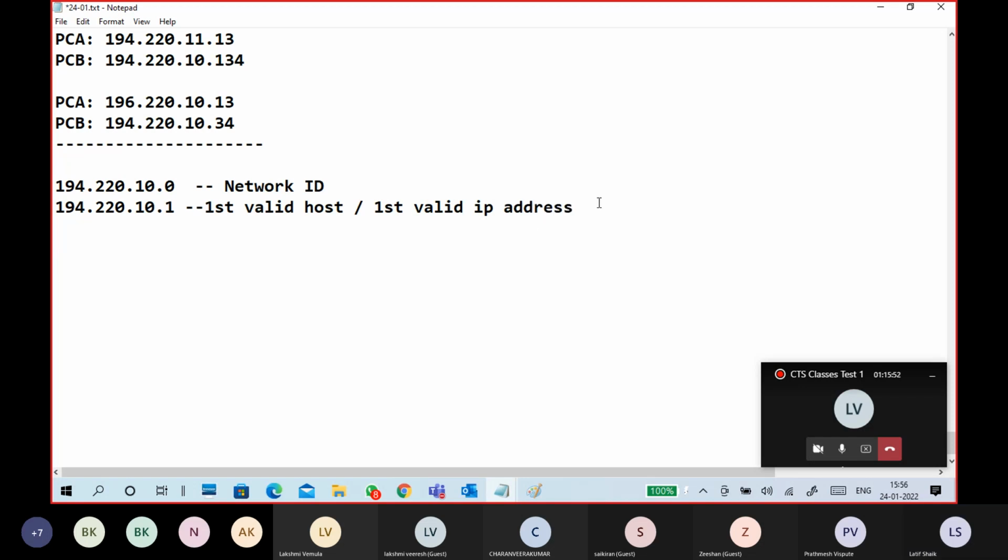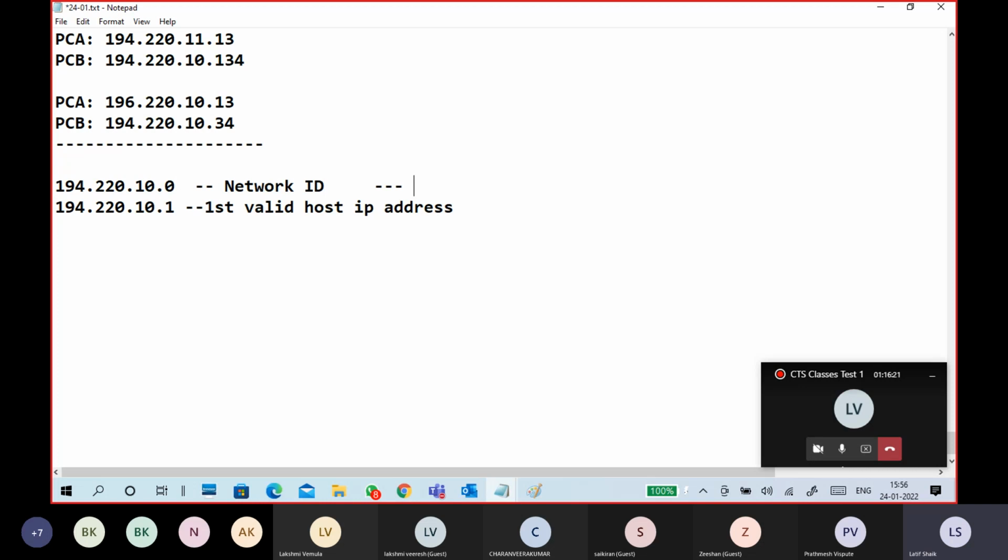Actually, we should not say valid IP address. We should say valid host IP address. So valid host, or valid host IP address. Meaning, we can assign this IP address to a PC. You cannot assign this IP address to a device or a PC.